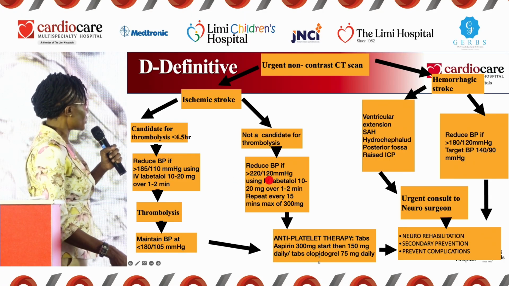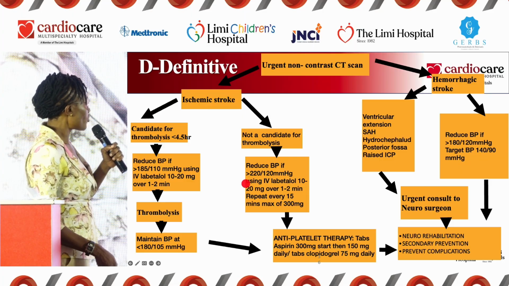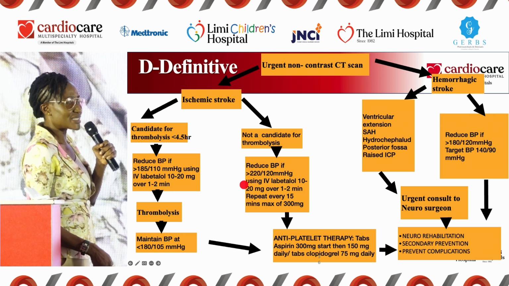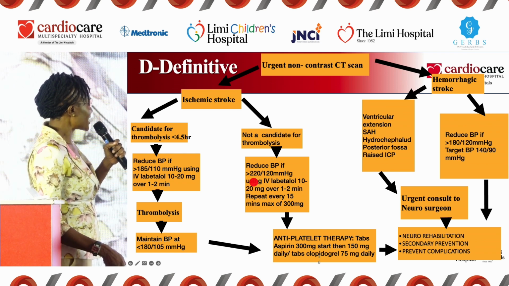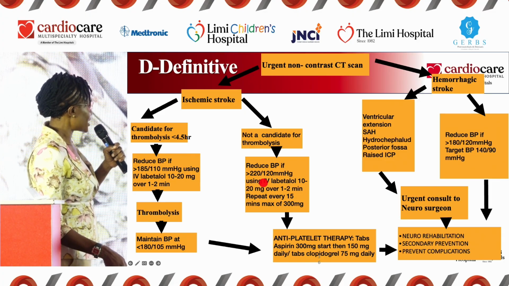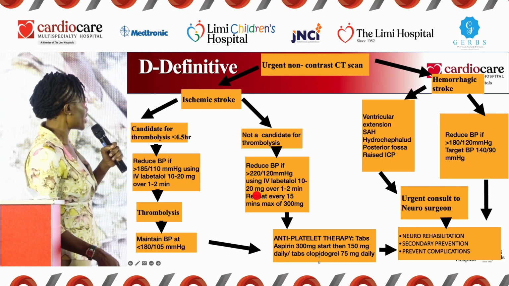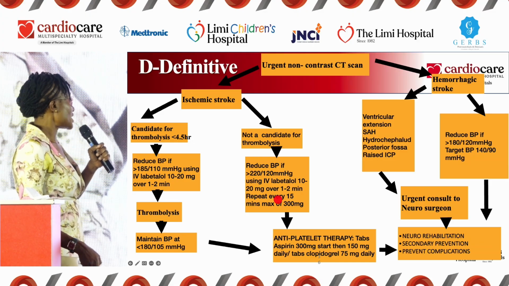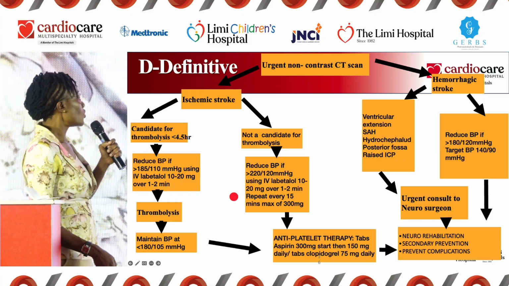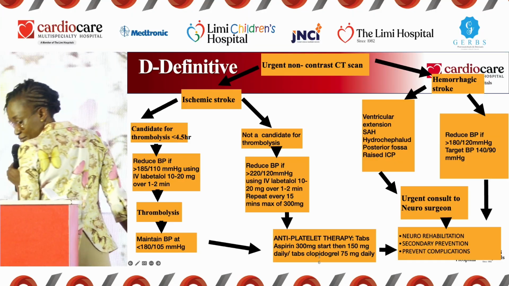The major thing to look out for is that blood pressure management is very important, because we allow for permissive hypertension. We do not want to worsen that area that can be salvaged. You only give antihypertensives if the blood pressure is greater than 220/120, and you can give IV labetalol 10 to 20 milligrams over 1 to 2 minutes, and repeat every 15 minutes, to a maximum of 300 milligrams. Remember that we only want to reduce it by 15% in the first 24 hours.